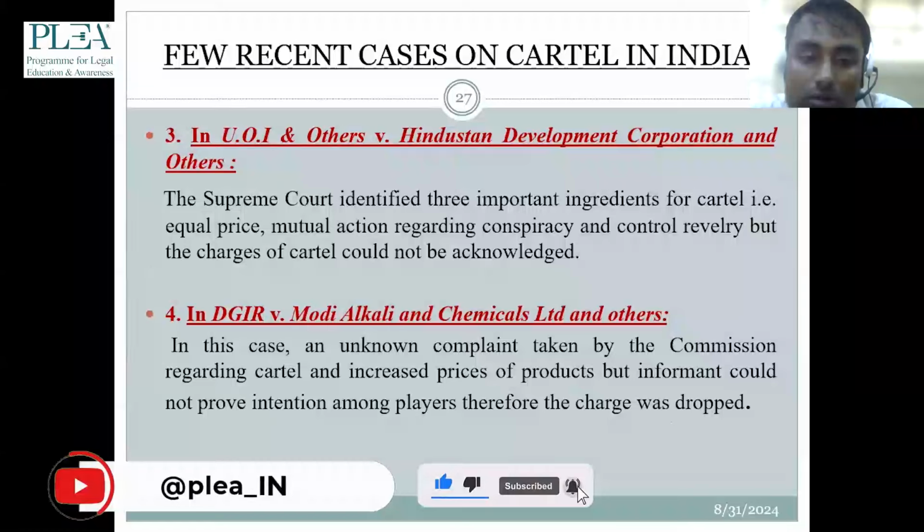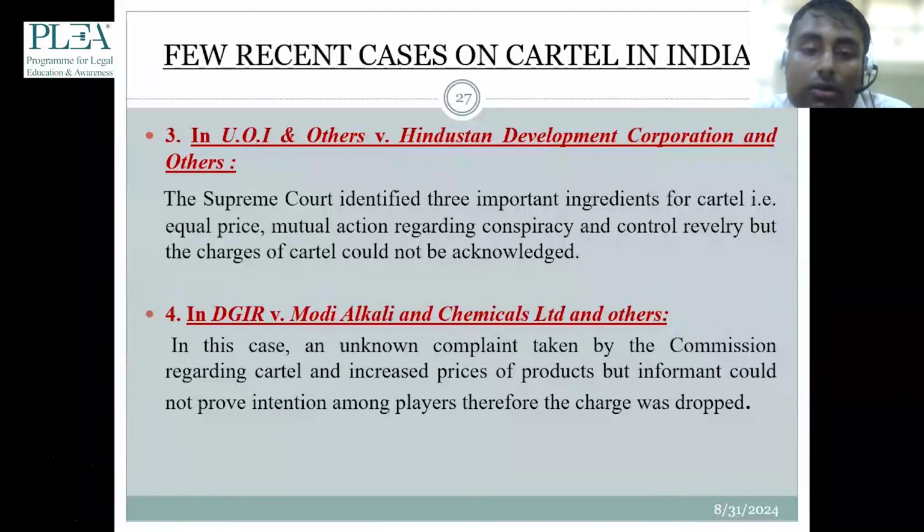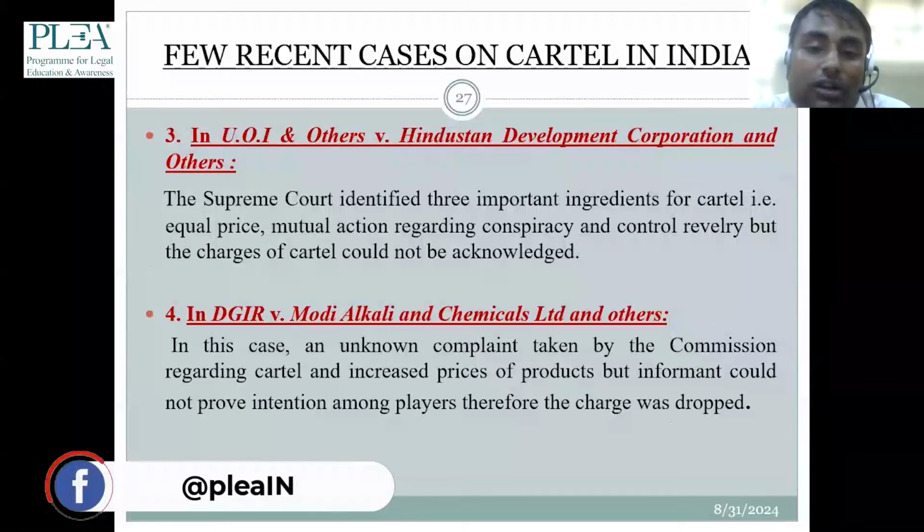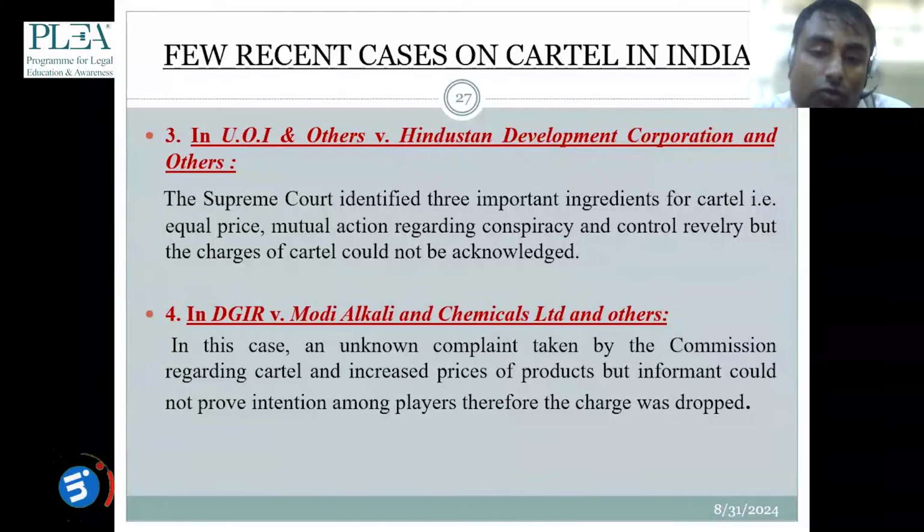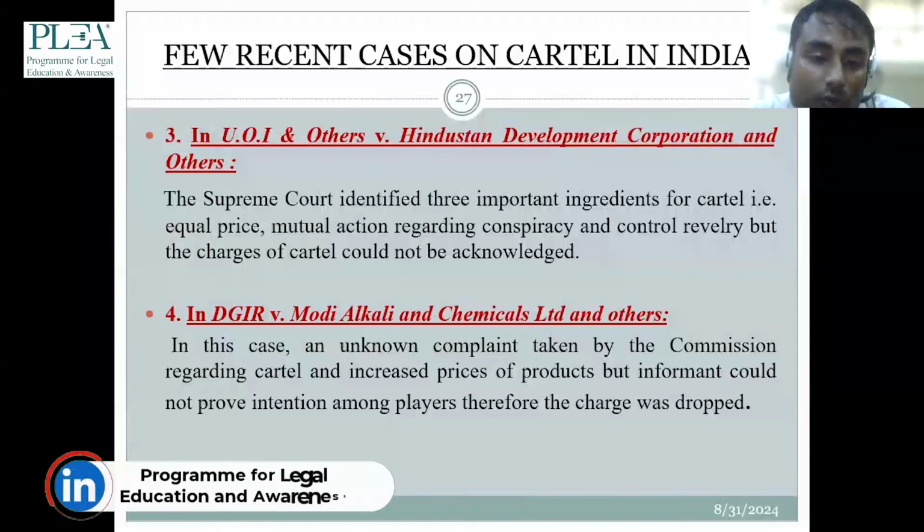But the charges of cartel could not be acknowledged. So the Supreme Court's decision is that the important ingredients for a cartel, that is, equal price and mutual action regarding conspiracy, should be proved for that. Otherwise, the cartel could not be acknowledged.